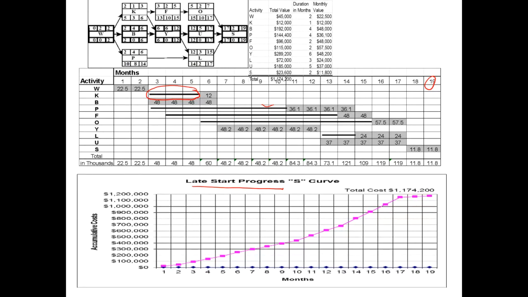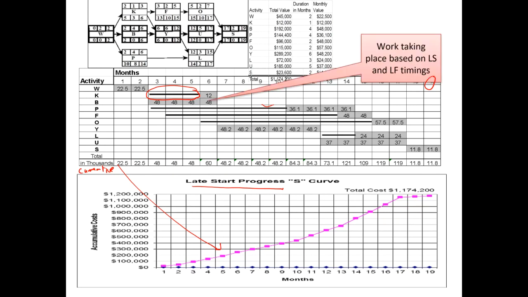So here is an example of the chart which is drawn based on the, so here we have shown the total values but not the cumulative value. So the cumulative value will be calculated very similar to the previous example, and then we will use the cumulative values to plot this graph. So here, things we have to remember is that work is taking place based on the late start and the late finish timings.